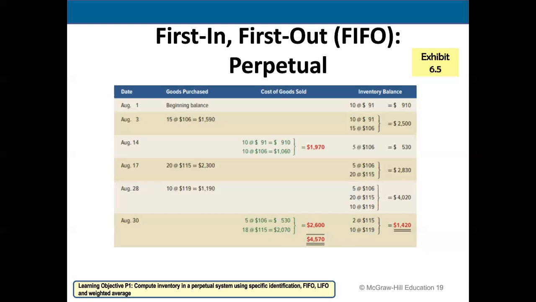And then at the end of the period, we can say, okay, my total cost of goods sold was 4,570, and my remaining inventory balance is 1,420. So that is first in, first out, just using the assumption that the first units purchased are the first units sold.